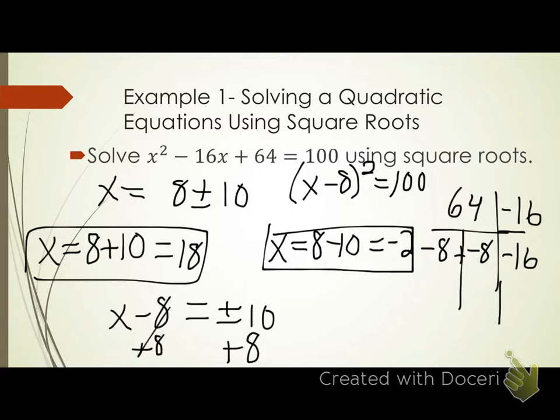Now I can do some other things to get x by itself. Add 8 to both sides. And that's the answer. So 8 plus or minus 10. So my two answers are 18 and negative 2.